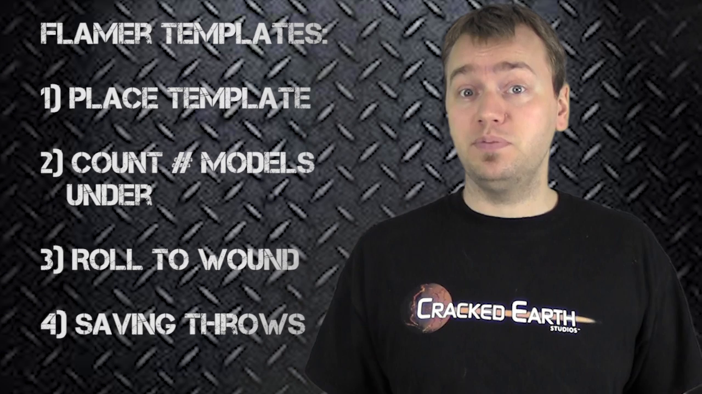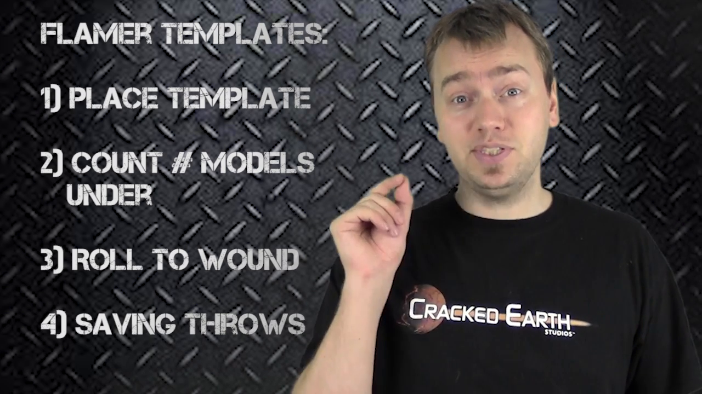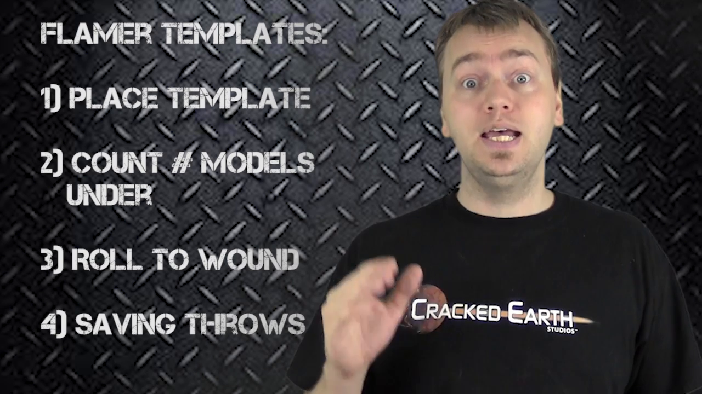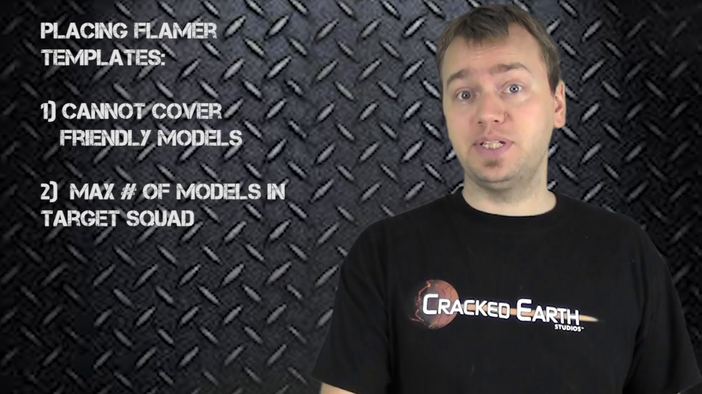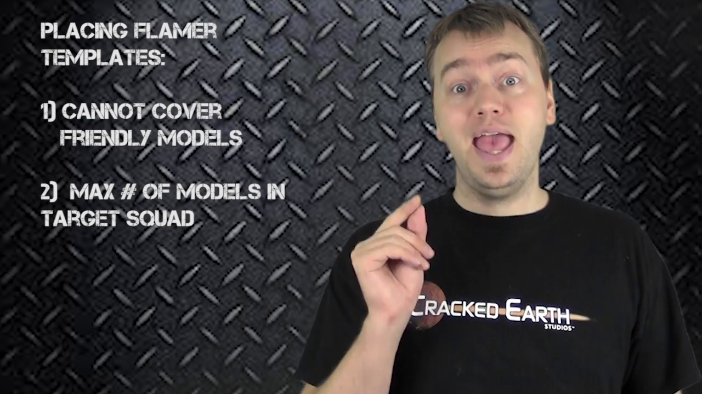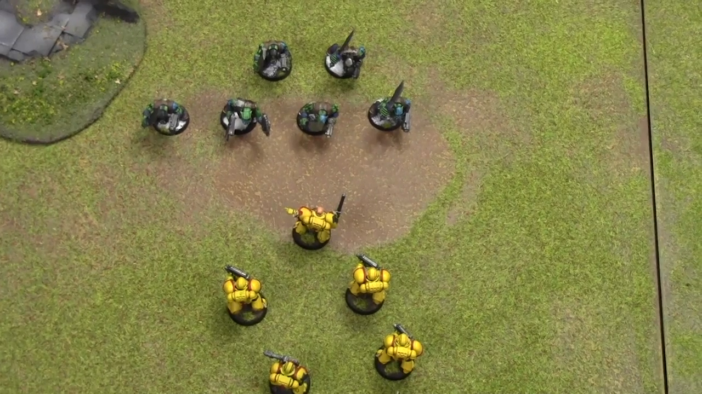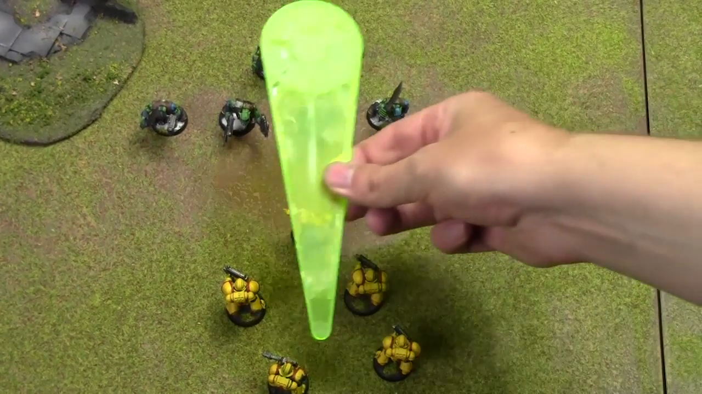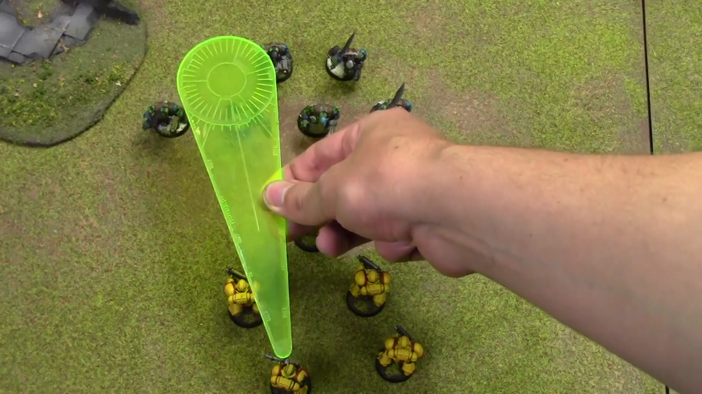So, the first step in the process of using a Flamer template is placing the template. Now, this is actually where the most rules apply for using Flamer templates. The first rule is that when placing a Flamer template, it cannot cover any friendly models. So for this example, if the Flamer template is in the back of the group, as you can see, it cannot use it because it cannot flame over his friends.